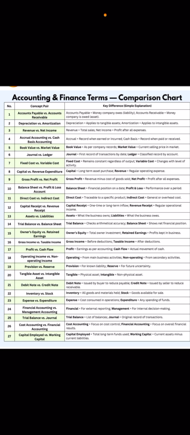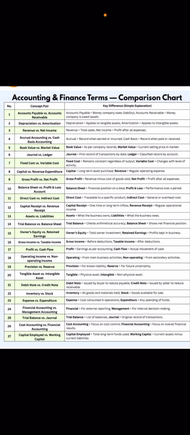Operating versus non-operating income. Operating income means income from the main business. Non-operating income means extra income, like interest, rent received, etc. These are the additional income earned by the business, and operating income is the main business income. For example, sales.